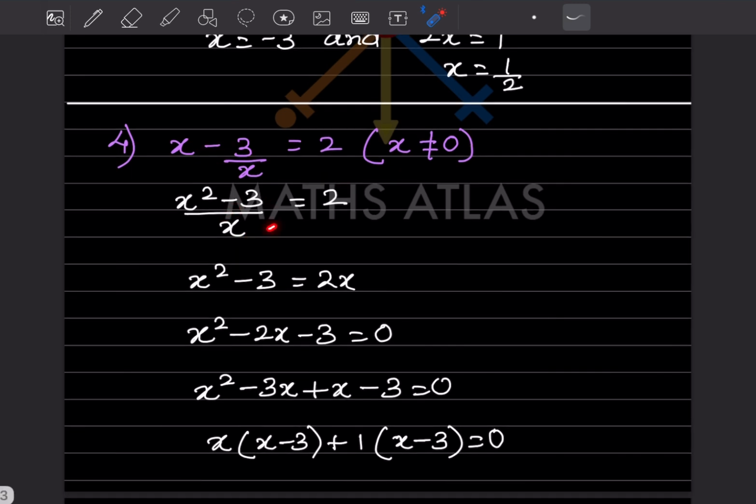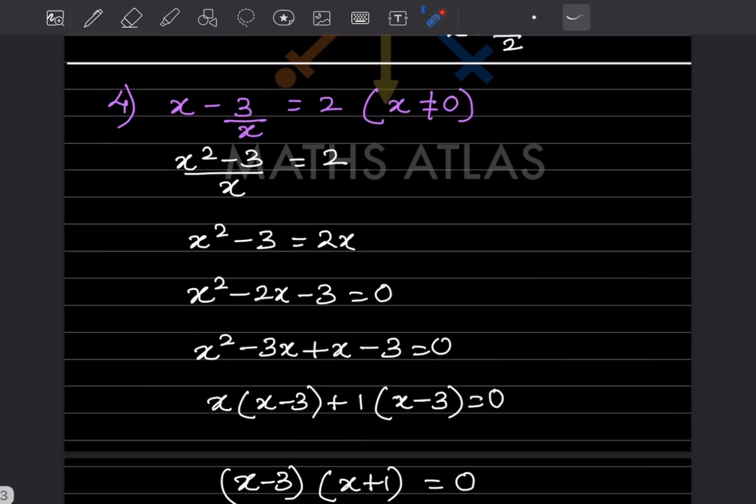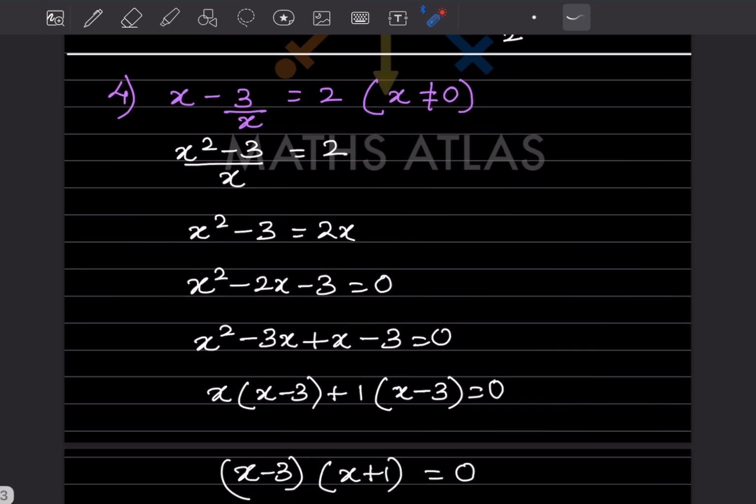So now let us take this x on the other side. So that will be 2x. This will remain the same. So now because we want this to be in the quadratic form, x square here, this will be x square minus 2x minus 3 is equal to 0.